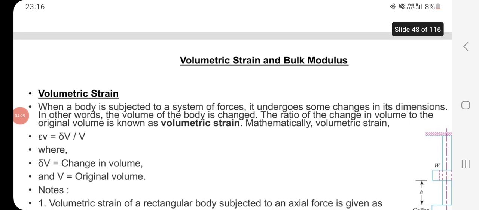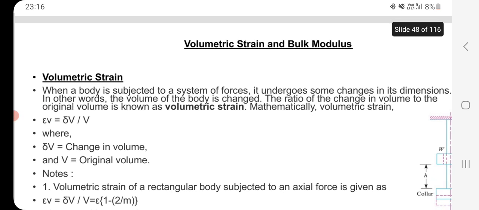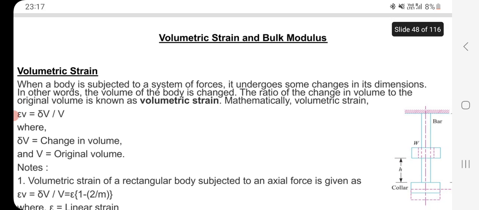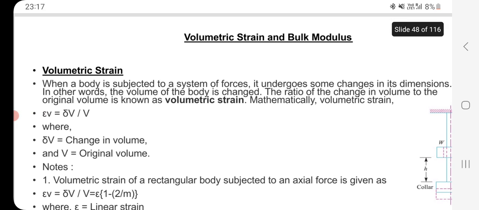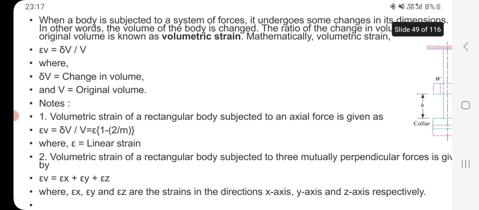Now, volumetric strain and bulk modulus. Volumetric strain. When a body is subjected to a system of forces, it undergoes some changes in its dimensions. In other words, the volume of a body is changed. The ratio of the change in volume to the original volume is known as the volumetric strain. Mathematically, volumetric strain Ev equals delta V by V, where delta V equals change in volume and capital V is equal to original volume.